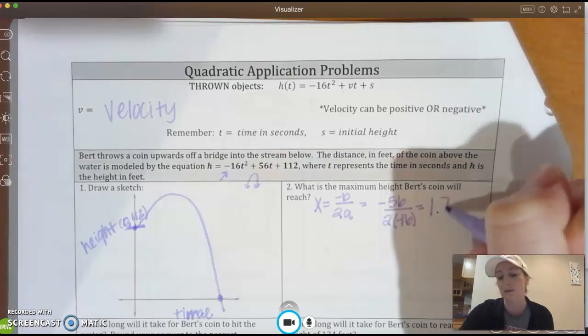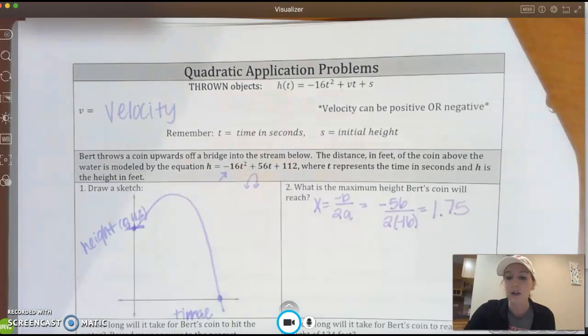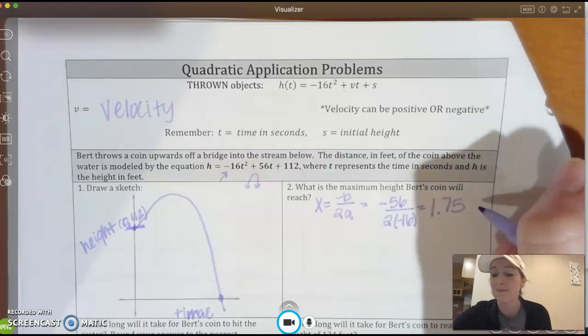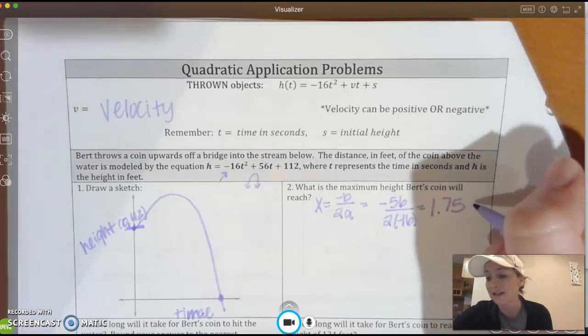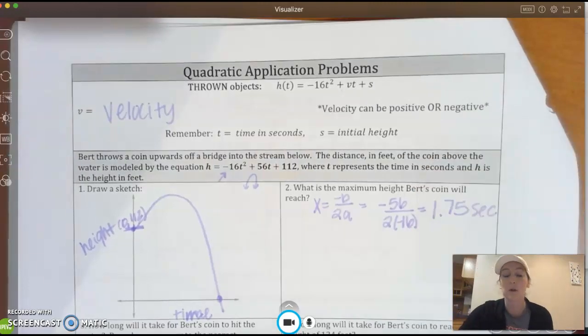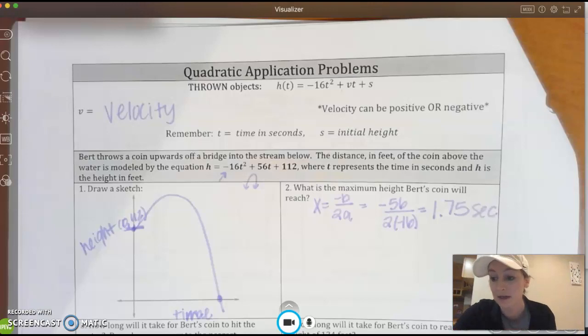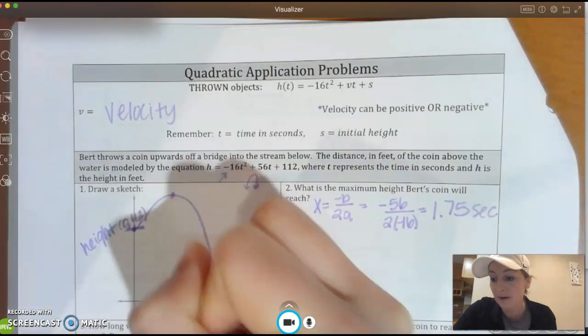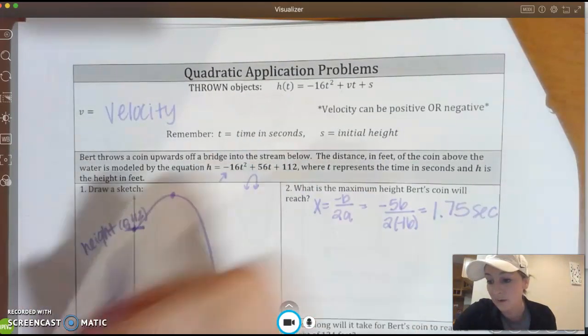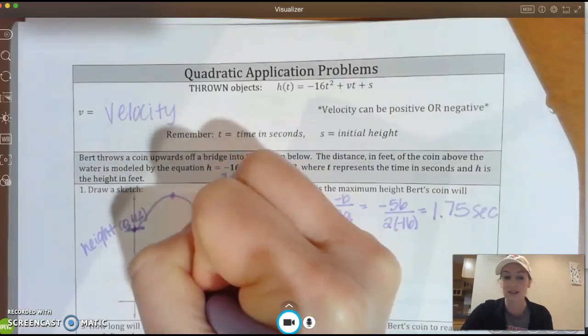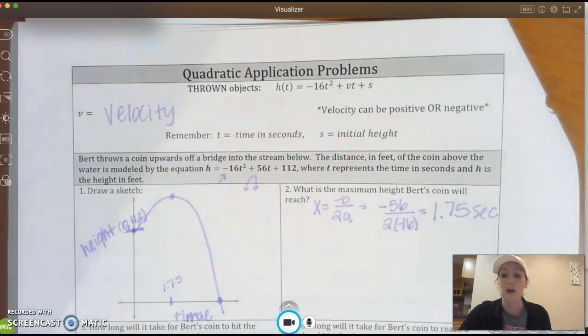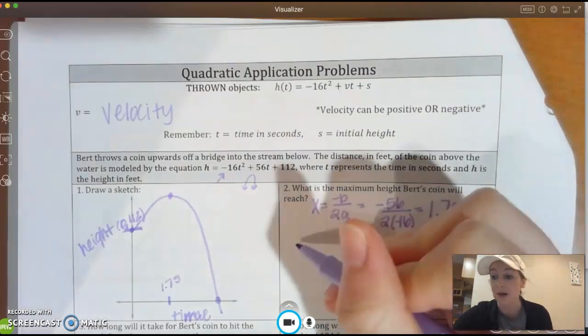And it's okay for us to work with decimals today because we are looking at real examples. So it's going to take 1.75 seconds for the coin to reach its max height, which is up here. So we know at this point here, this is 1.75. That's how many seconds it's going to take. And now that we know what the x value is, we've got to plug it into our equation to figure out what the actual height is.